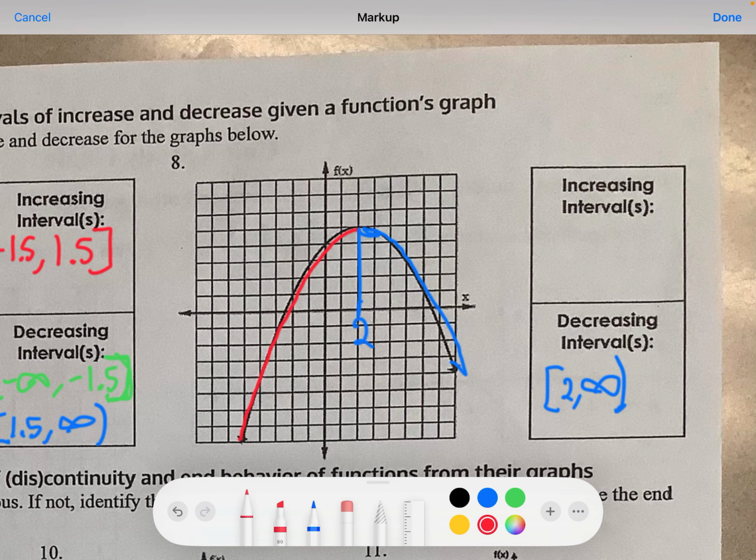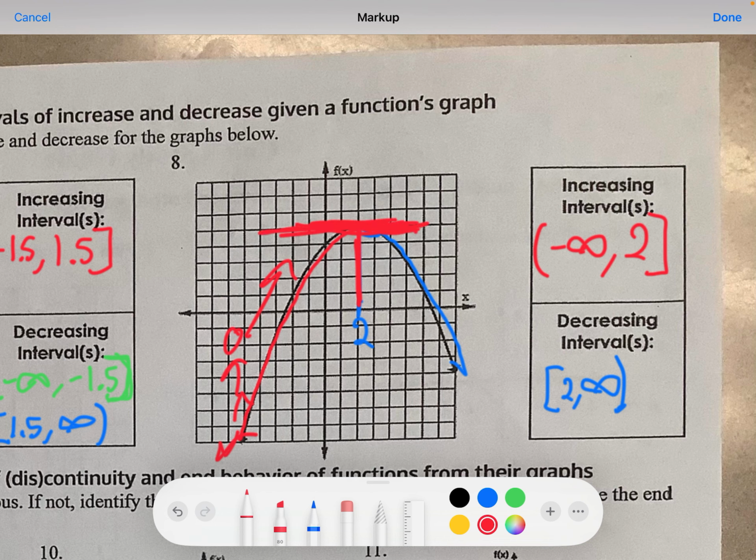And then in red, it's increasing over here. If I go to the right, I have to go up the hill. And it increases all the way from negative infinity, because it never actually stops being in this red portion where it's increasing, up to x equals 2. Remember, again, we're looking at the x values. So I'm not concerned with the fact that it stops up here.